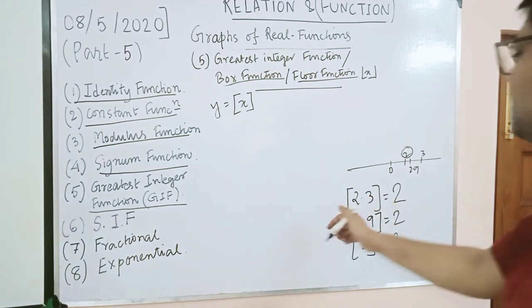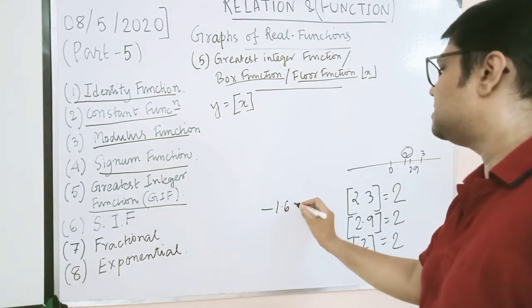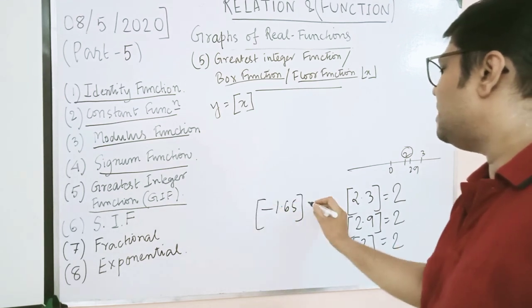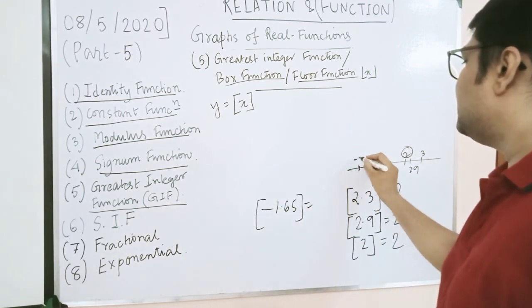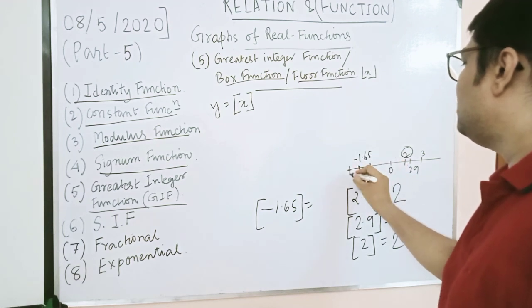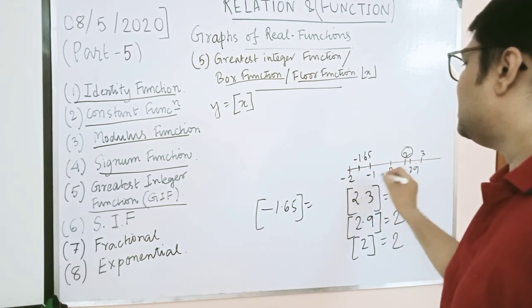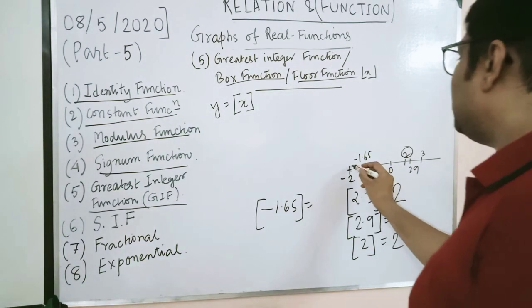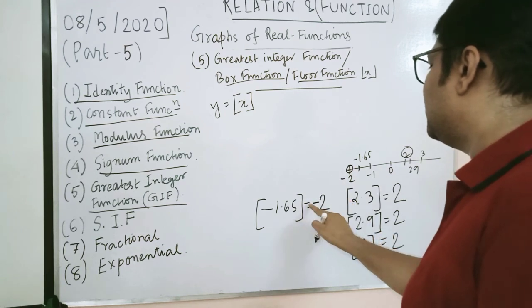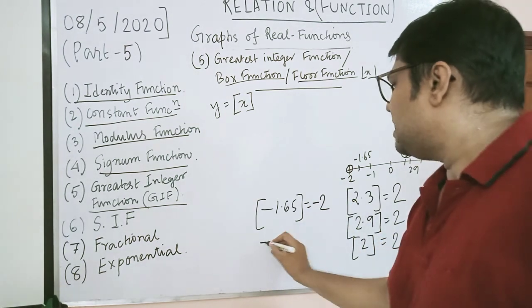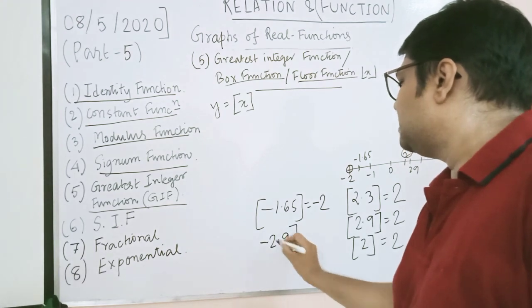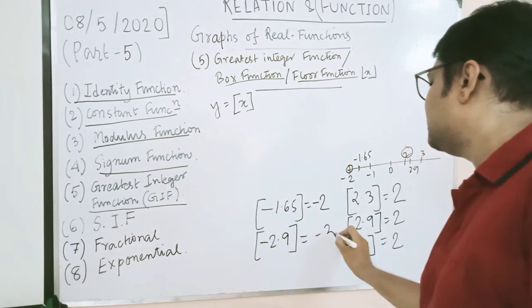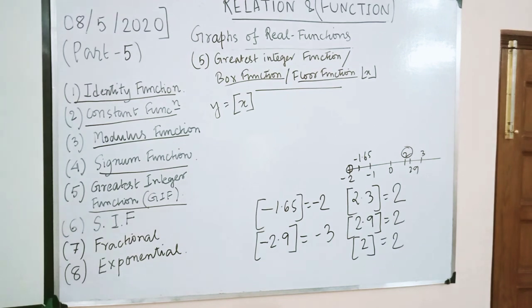Now the same thing if you look at, say, minus 1.65. When you get this value minus 1.65, you have 2 integers at the ends. Here it is minus 2, here it is minus 1. So both sides you have got integers. So what is the left hand side integer? That is minus 2. So it will be minus 2 over here. Anything, say if you get minus 2.9, it will be minus 3 over here. So these are the basic ideas of writing a box function or the greatest integer function.